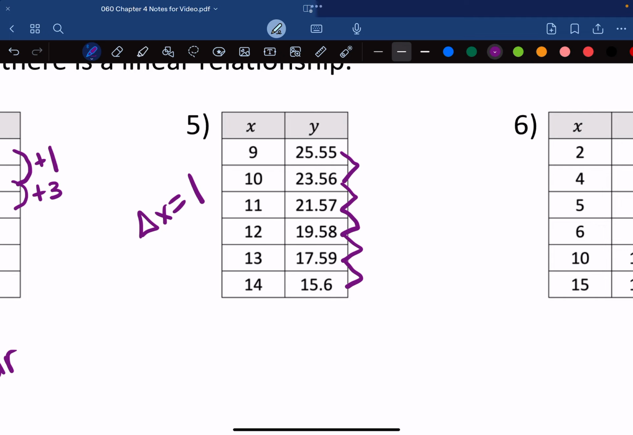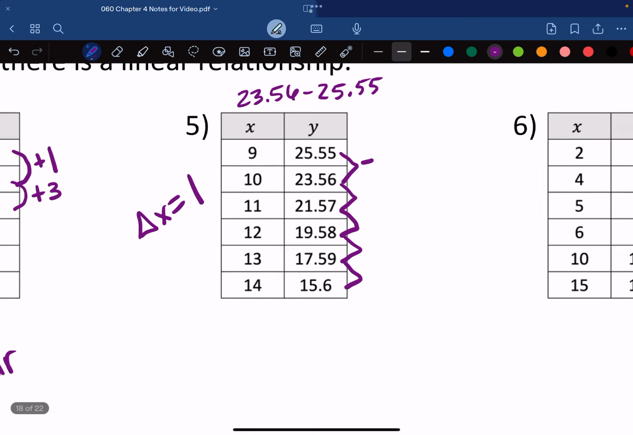And the best way to do this is to subtract these numbers. So in your calculator, you'd want to do 23.56 minus 25.55. And you'll see that it is decreasing by 1.99.